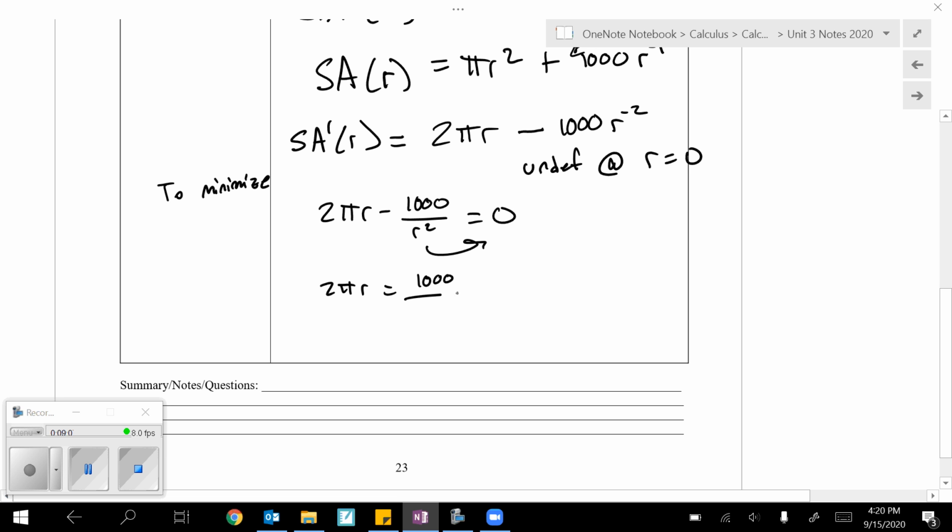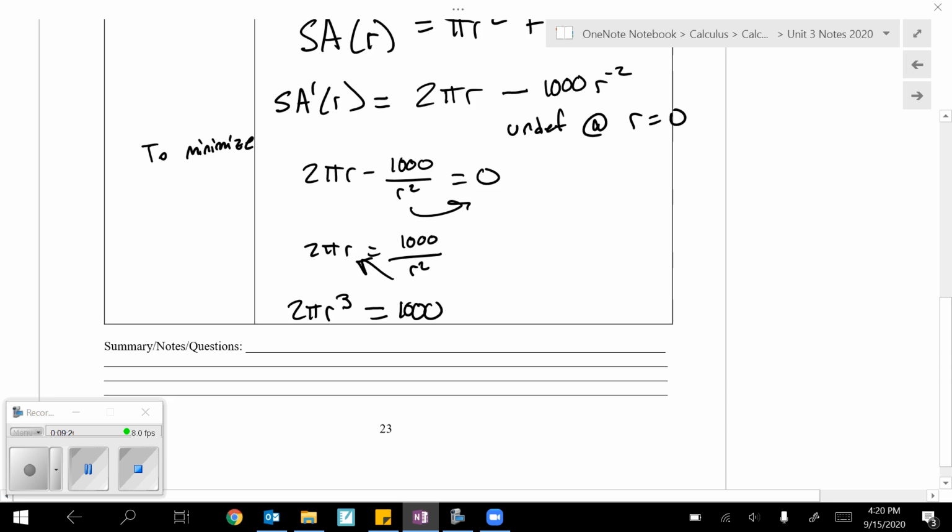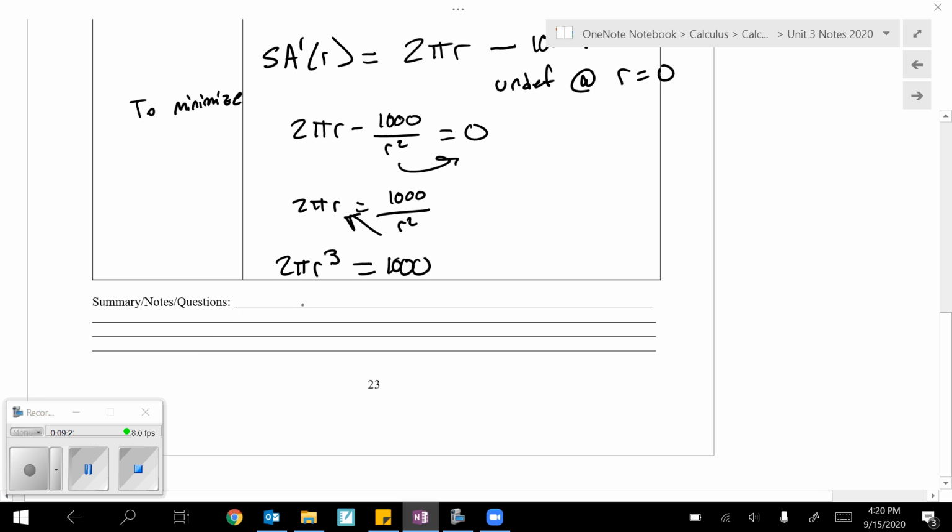Then let's multiply off the r squareds, the r squared singular. So that'll give us a cubed on one side. And then finally, let's divide by 2 pi and cube root. I did not take my own advice on writing small. I am sorry. 1,000 divided by 2 is 500. Still going to be over pi. So our radius then would be the cube root of 500 over pi, which let's just leave it like that for now.